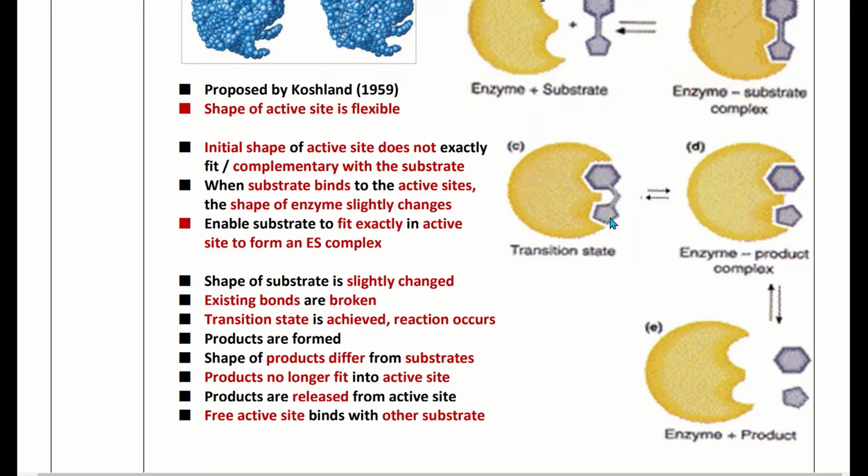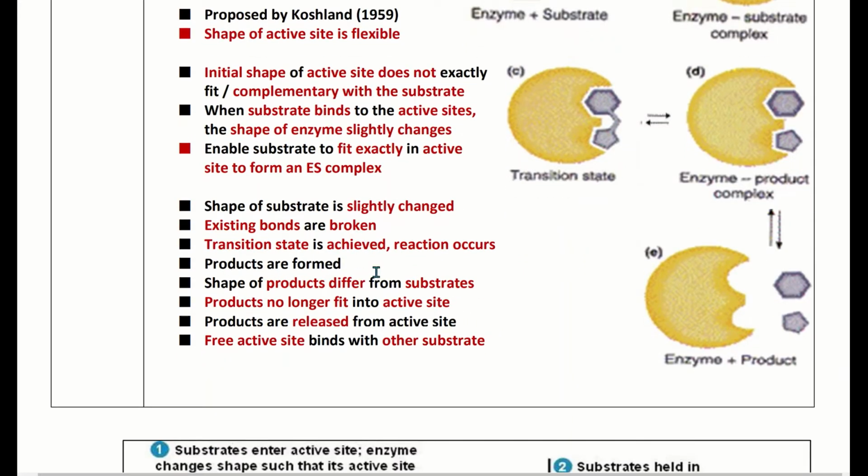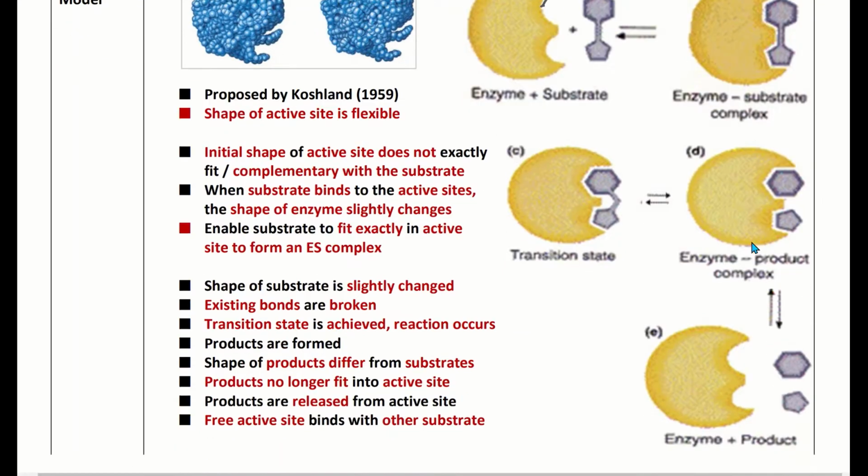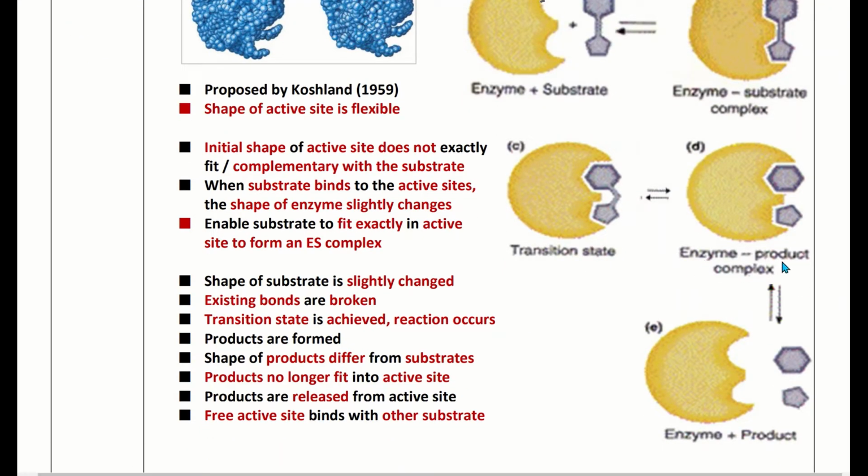Okay, slightly change. Okay, so bila dah shape of substrate slightly change ni, ini kita panggil sebagai transition state, where the existing bonds are broken. Okay, transition state, bila dah achieve transition state, reaction will occur. So kita nak break the bond lah. Okay, so products are formed. So inilah product. Okay, sekarang ni, ini ke atas ni panggil enzyme substrate complex, ES complex. Ini kita panggil enzyme product complex, EP complex.